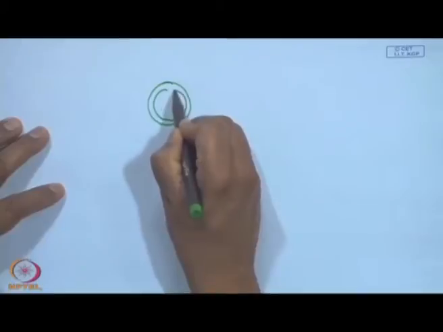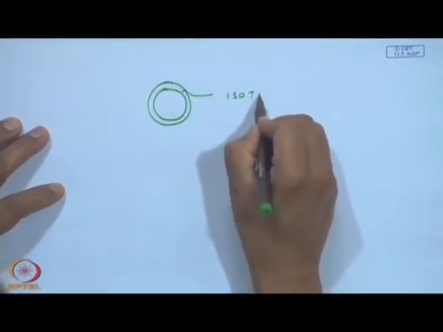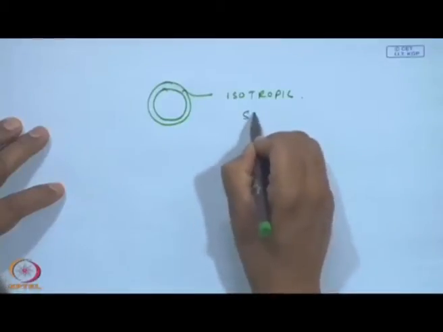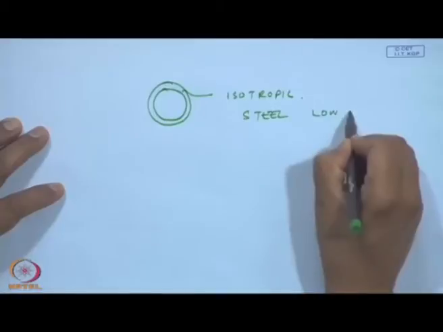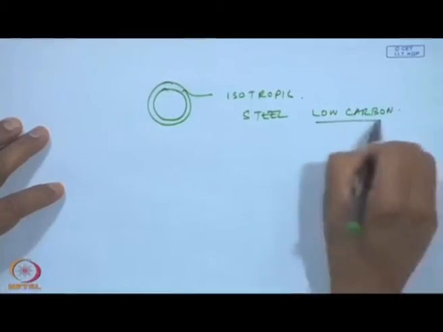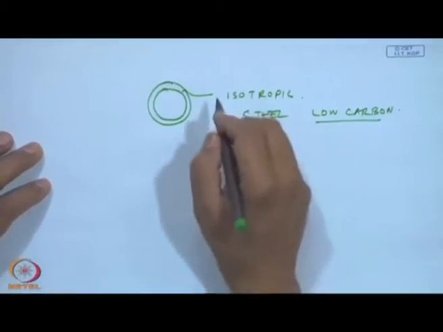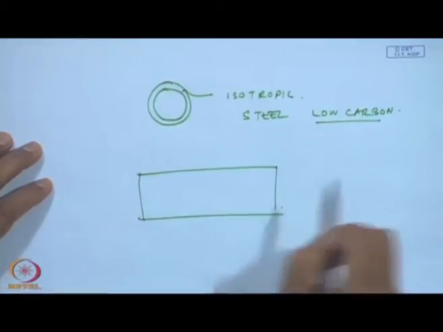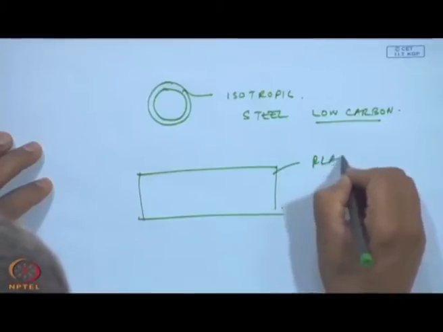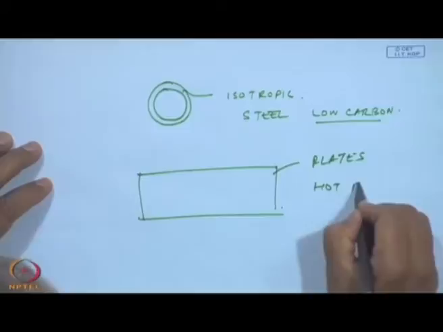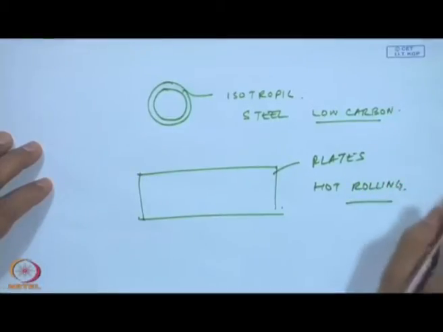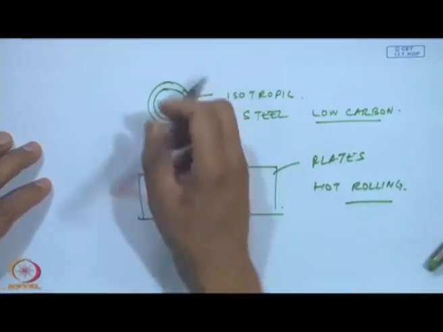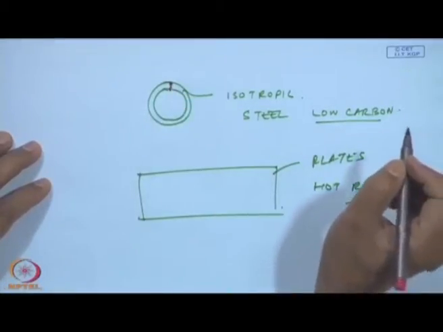I have seen some of the pulleys. The material of the pulley is supposed to be isotropic, steel of a particular grade. Usually it is low carbon steel. These pulleys are made out of plates. These plates are produced by hot rolling. And then they are welded at one location.